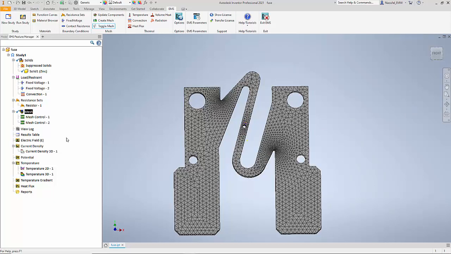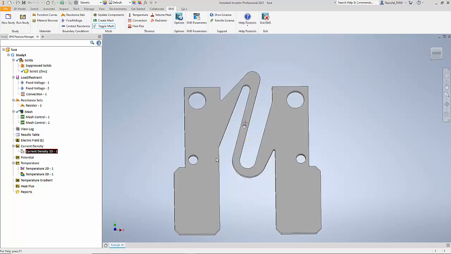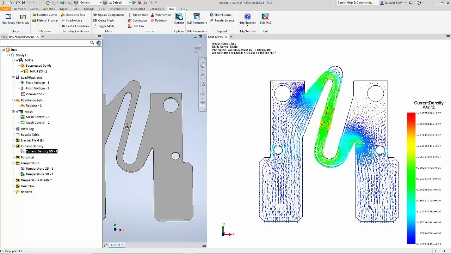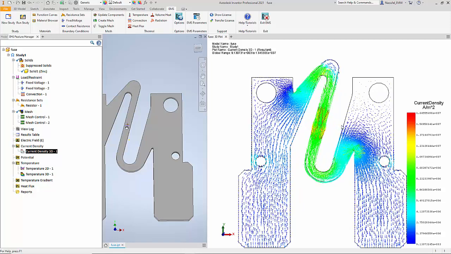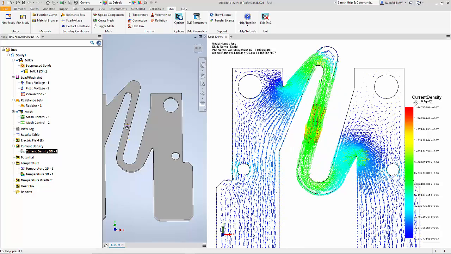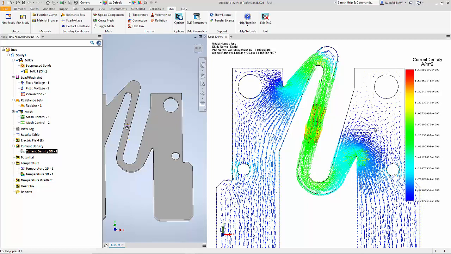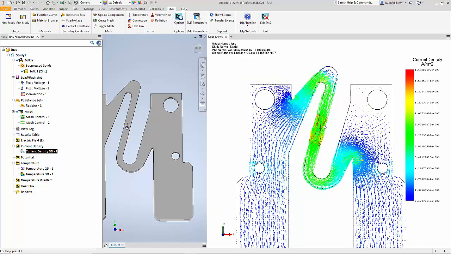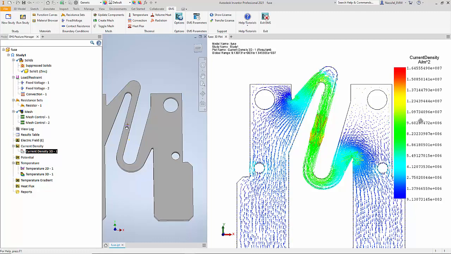What kind of results are available for us when we do such a study? The first thing that you can do is visualize the density of the current. And this is important because this density of the current is what determines the temperature, and it will also determine the failure of a fuse. So you can see the current density and the respective values in the color chart here.